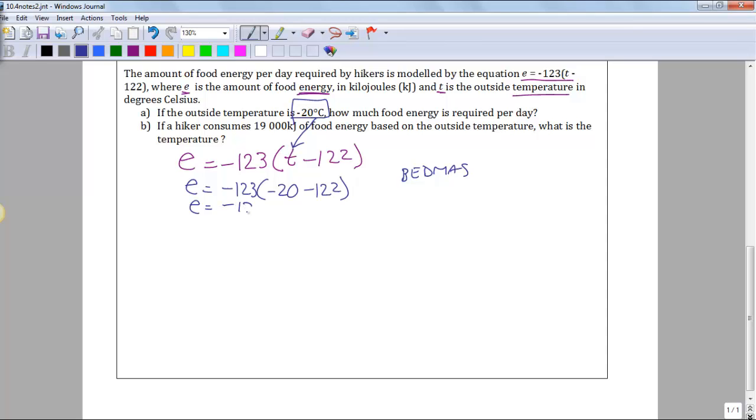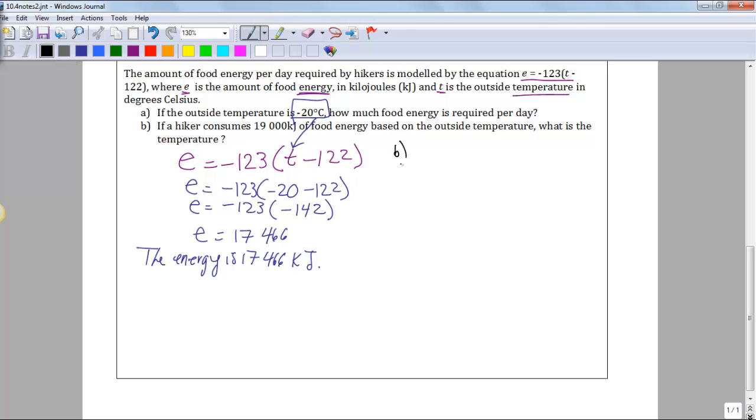So negative 20 minus 122 would be negative 142. So I'm going to multiply. Let me grab my calculator here. I'm going to multiply negative 142 times negative 123. That's also a negative. So my answer is, energy is 17,466. So my concluding statement is that energy is 17,466 units are important, kilojoules. Okay, so that's A. A little bit different, but pretty practical.